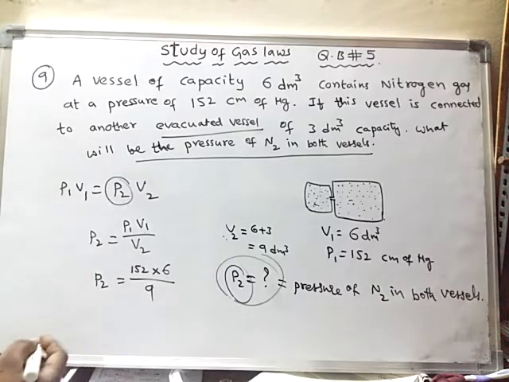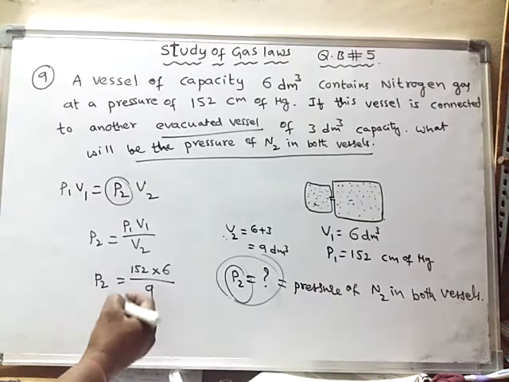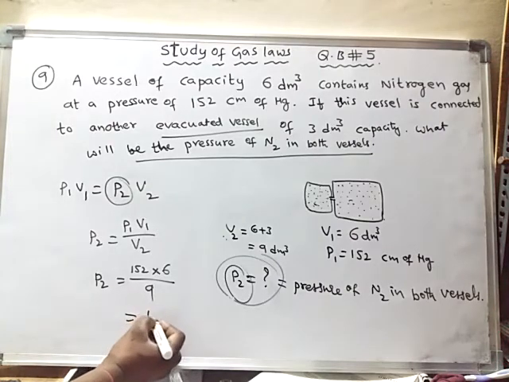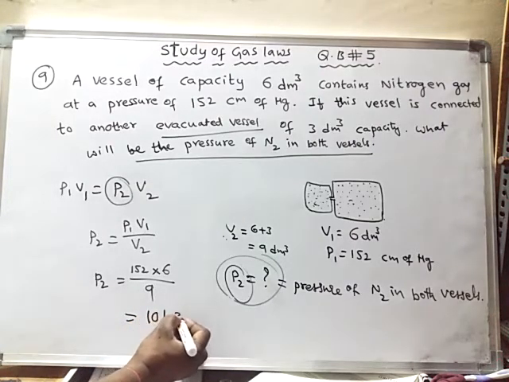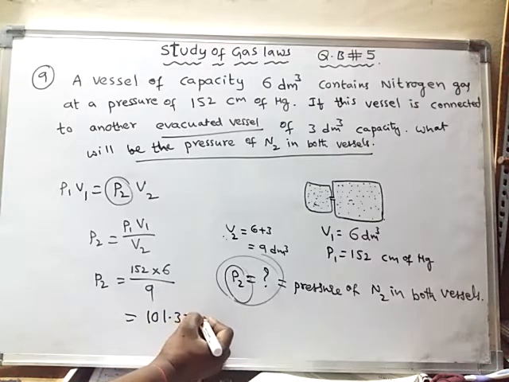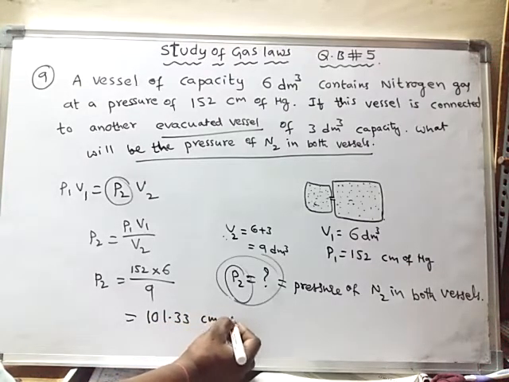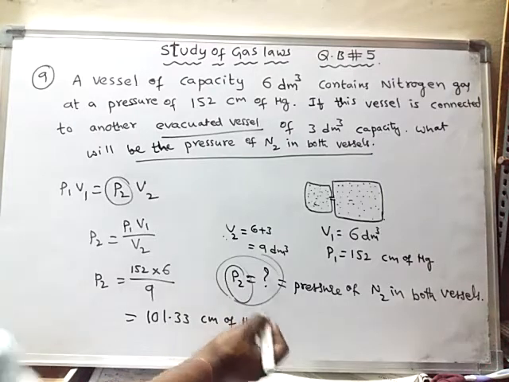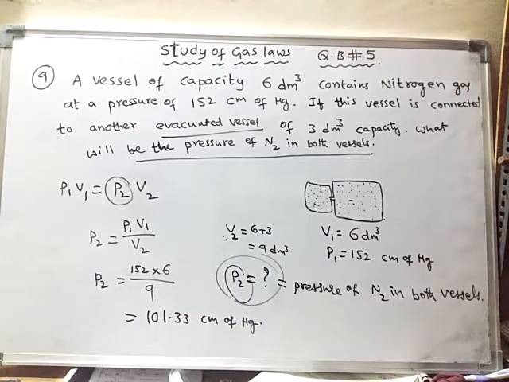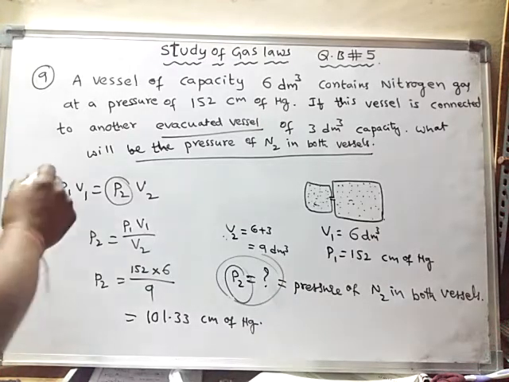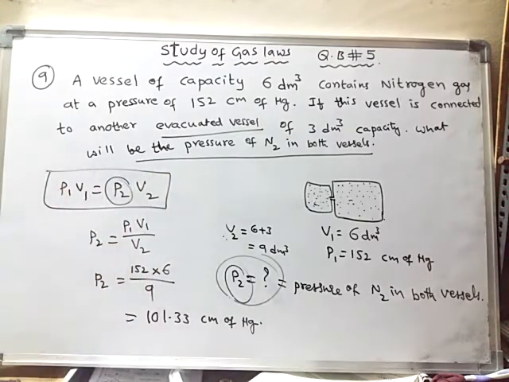Upon calculating this, finally we will get it as 101.33 centimeters of mercury. So like this, the pressure of the gas in both the vessels can be calculated with the help of Boyle's law equation. Right?